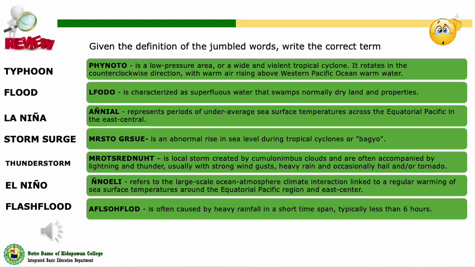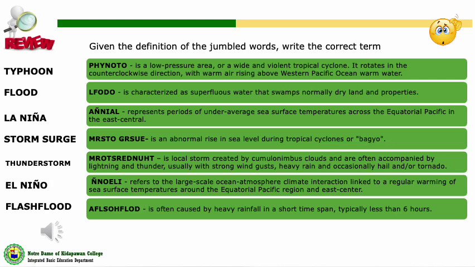Then we have MROTSREDNUHT, which is a local storm created by cumulonimbus or cumulus clouds and are often accompanied by lightning and thunder, usually with strong wind gusts, heavy rain, and occasional hail and or tornado. All right, so the correct answer is thunderstorm.